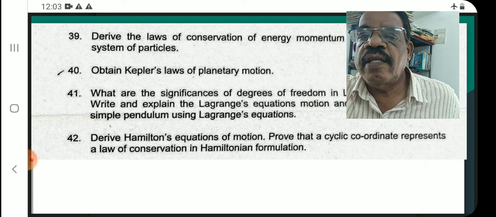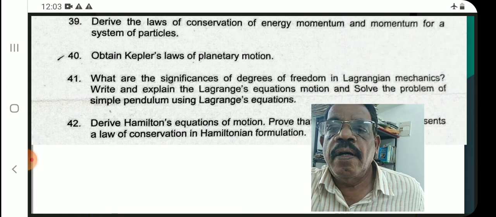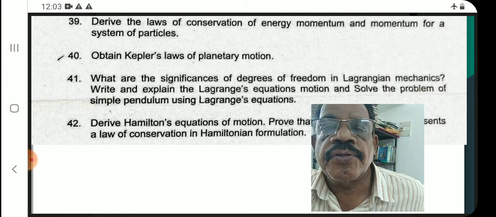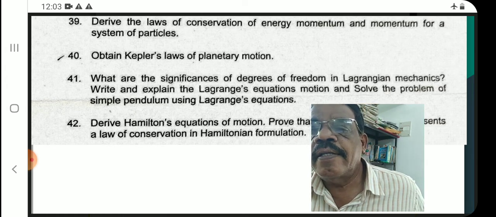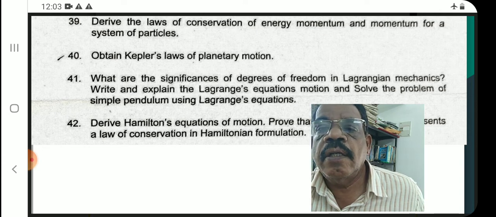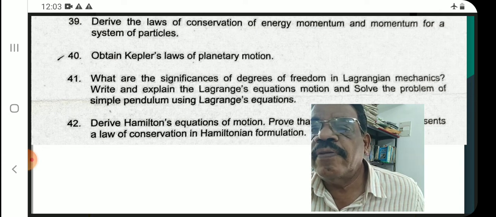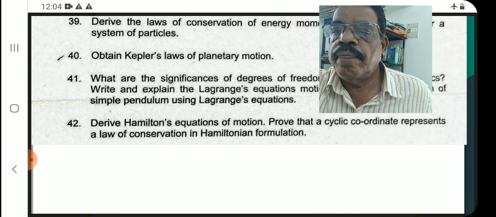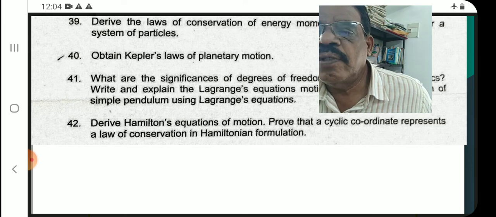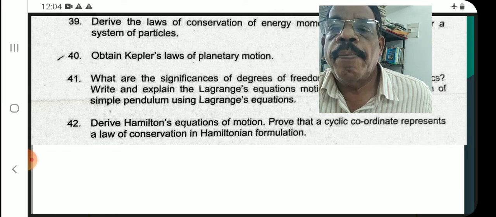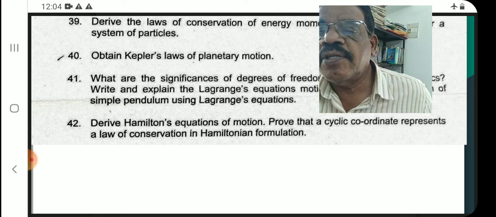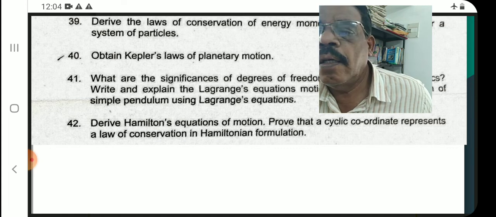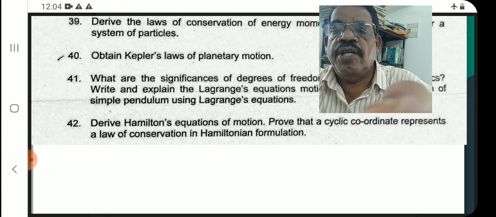Number 41. What is the significance of degrees of freedom in Lagrangian mechanics? Write and explain the Lagrange's equations of motion and solve the problem of simple pendulum using Lagrange's equations. Number 42, derive Hamilton's equation of motion. Prove that a cyclic coordinate represents a law of conservation in Hamiltonian formulation.